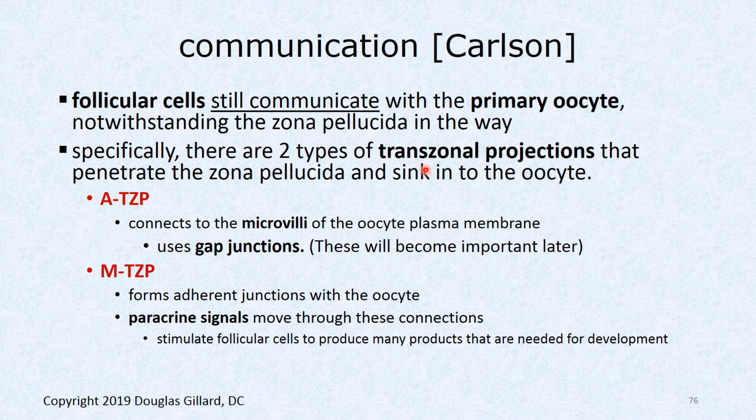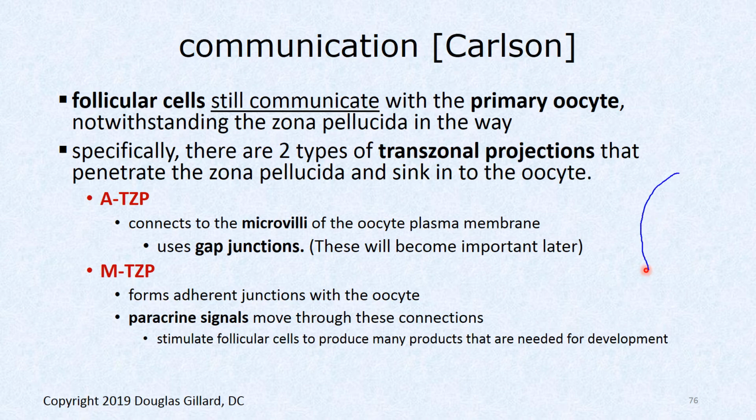Specifically, these are called transzonal projections. Transzonal projections that project right through the zona pellucida and sink into the oocyte. So ATZP, there's two types of them, ATZP and MTZP. ATZP connects to the microvilli of the oocyte plasma membrane. We didn't talk about that yet, but I guess I should.